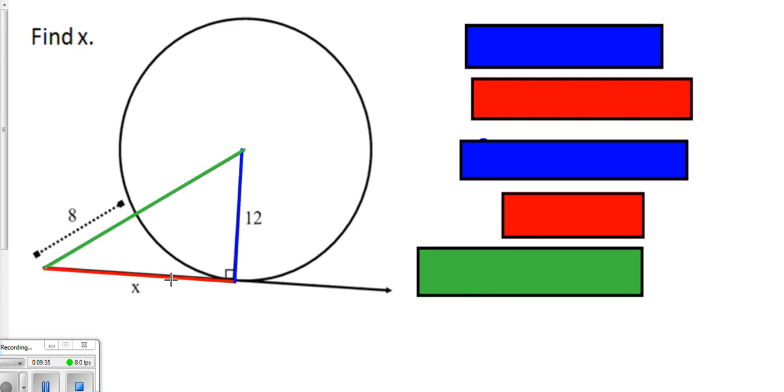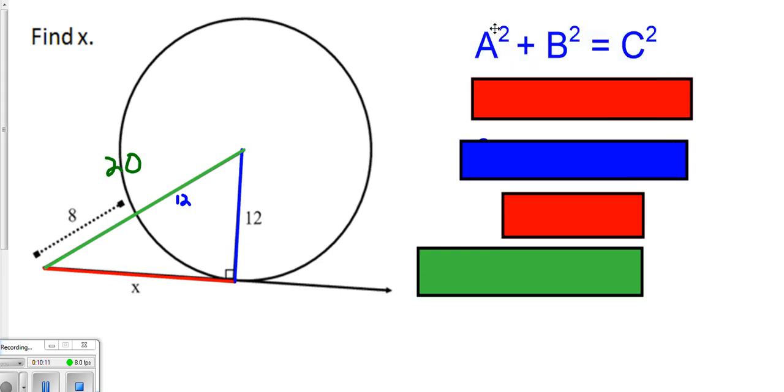Now, because this is a right angle, we know that the red line squared plus the blue line squared equals the green line squared. But we don't know yet the whole green line. Now, if we look closely, though, if this radius is 12, that means this length is 12 as well. And if this is 12 and this is 8, that means the whole thing is going to be 20. So now we do know the whole green line, we know the whole blue line, so we can figure out that red line. We set it up as a Pythagorean theorem, a squared plus b squared equals c squared.